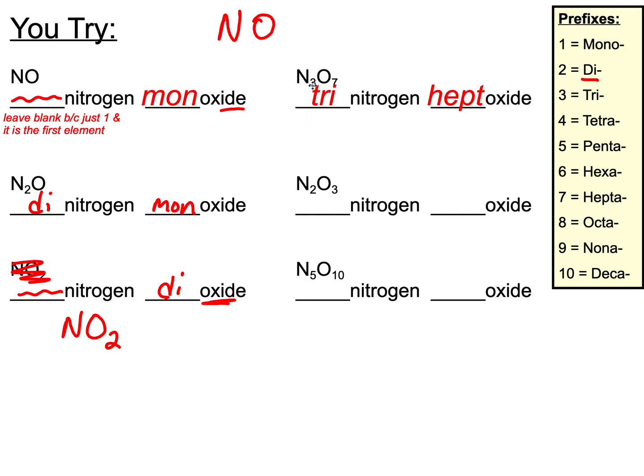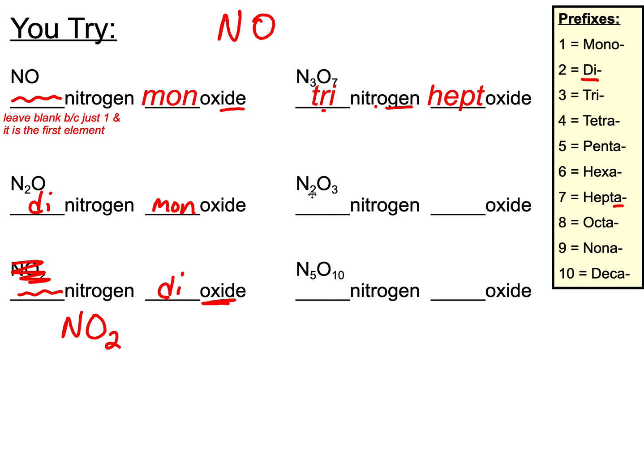Look at the next one. We got 3 nitrogens. Trinitrogen. Don't change the ending. 7 is hept. Now notice hepta. We don't want an A and then an O right next to one another, so it's heptoxide. You know what? If you spell this slightly incorrectly and you put both vowels there, it's not a big deal. You'll eventually get the hang of it.